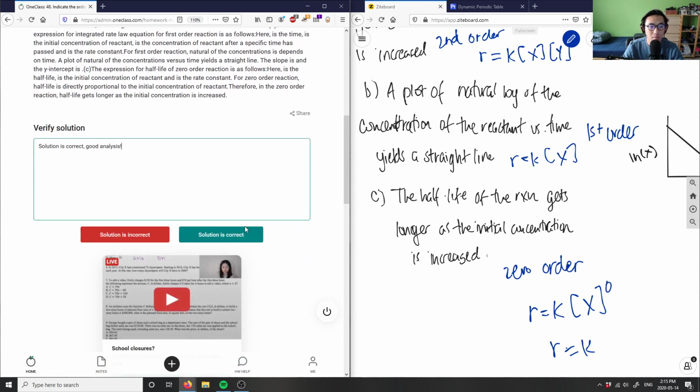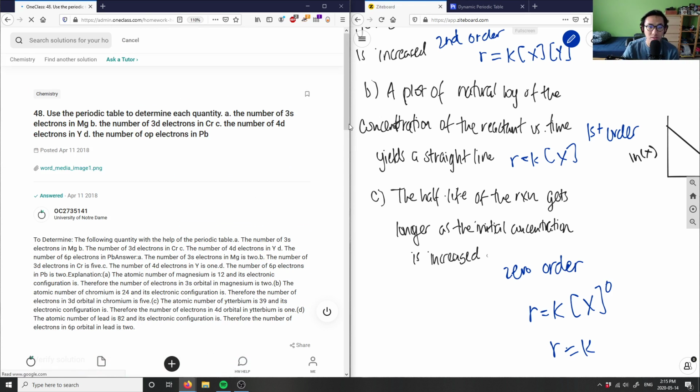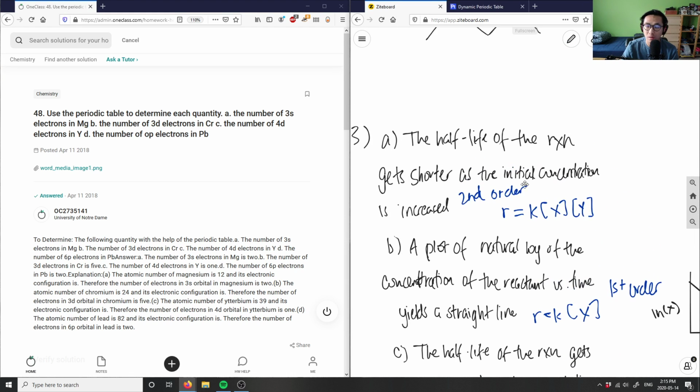Analysis. This is kind of like 3 questions in one again, so it might be a bit harder. That's number 3.